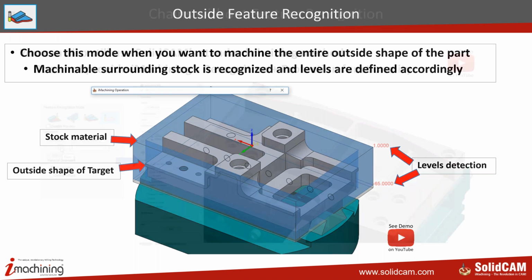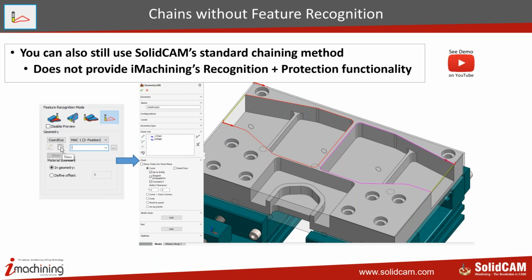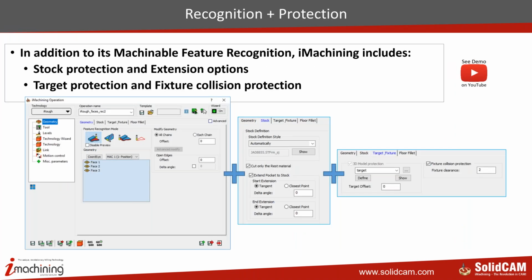The last function we have is chains without feature recognition. Here again you can use the standard chaining method which is available inside SolidCAM. You can use the chain options, create 2D chains, and use them to generate the toolpath. So overall, we have done complete automation inside iMachining 2D using these feature recognition functions.